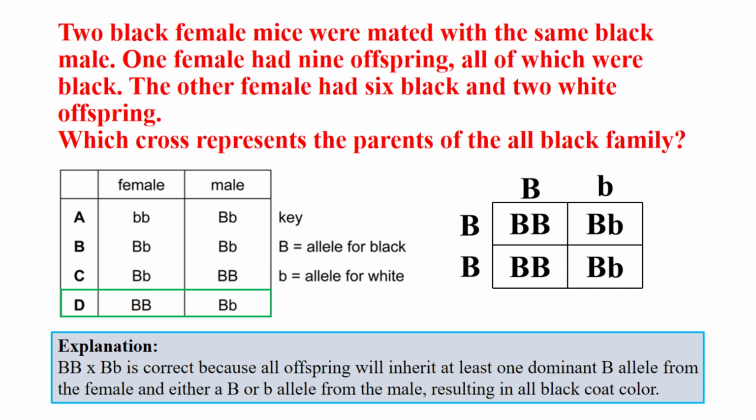Option D, BBXBB. The female is black with a BB genotype, and the male is black with a BB genotype. Similar to option C, this cross also results in all-black offspring, as every offspring will have at least one dominant B allele. Both options C and D could theoretically produce all-black offspring, but option D provides a simpler explanation. With the female being BB and the male BB, all offspring will definitely be black. Thus, the correct answer is option D, BBXBB.